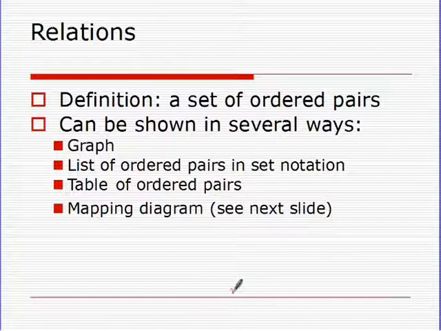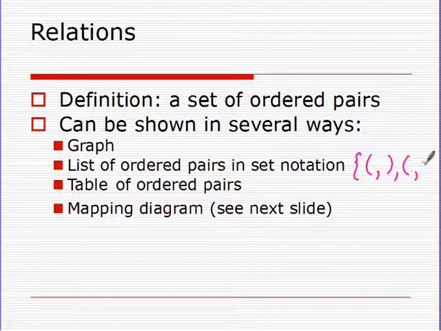You can jot these down. They give you lots of room on the 2 lines there. So write these 4 things down. Right? You can show it as a graph. You can list them in set notation. That means like this, and we'll talk about that in a minute. Okay. That would be a list of ordered pairs in set notation, the wiggly brackets, the braces. You can make a table of the ordered pairs, or you can make a mapping diagram.